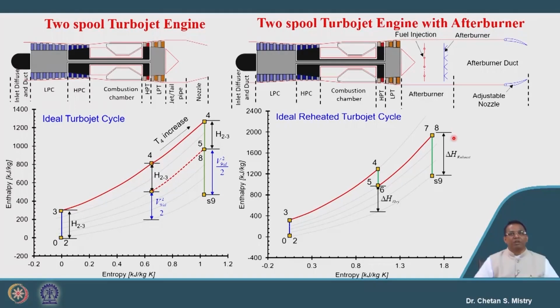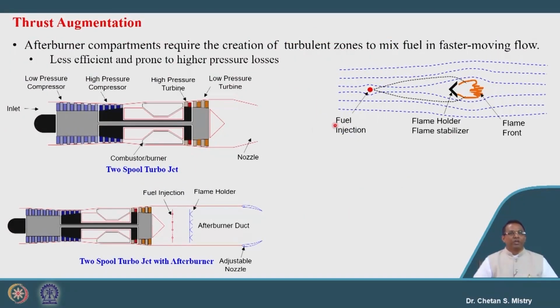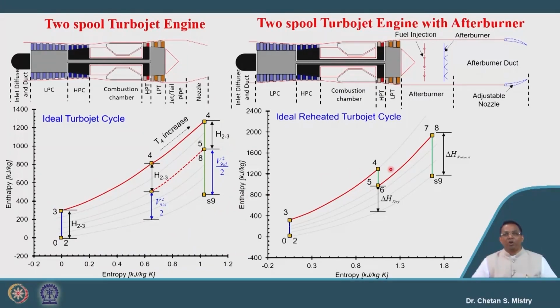Now let us try to understand what all components we have. As we have discussed, this represents a two spool turbojet engine without afterburner, and this is the one with the afterburner. For this afterburner, what is required is proper mixing of fuel and air. Okay. Now let us try to understand. We want to add the heat here, at constant pressure. Now the question is, in order to do this combustion, what is our requirement? Our requirement is oxygen and fuel addition.